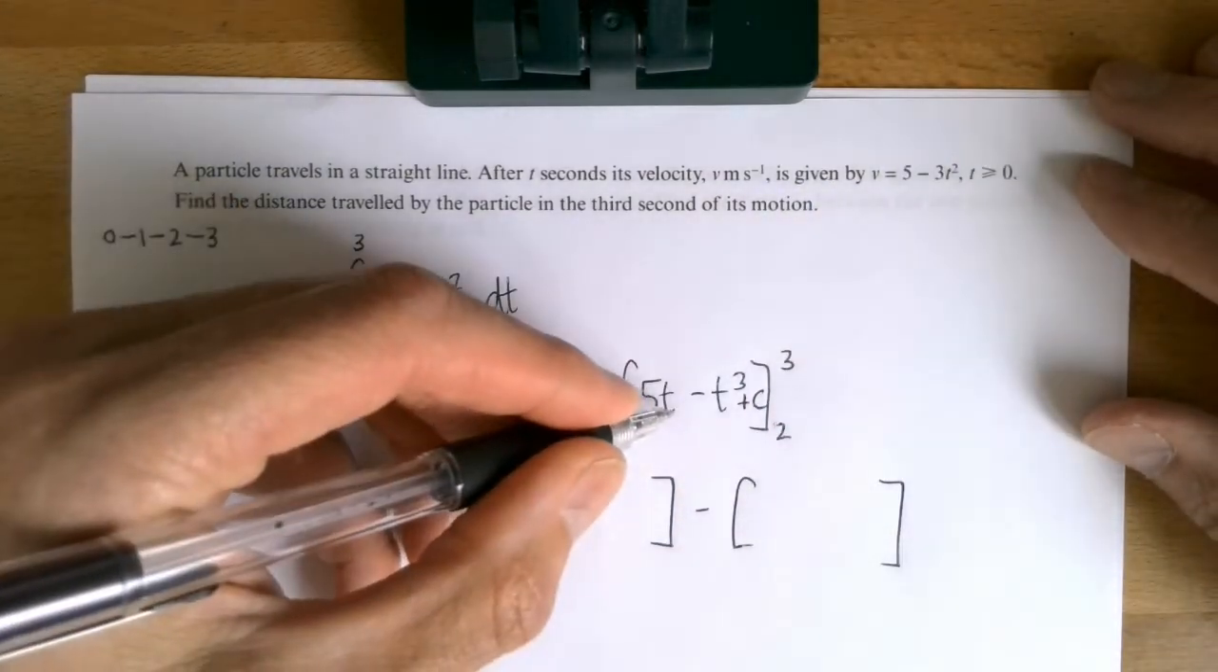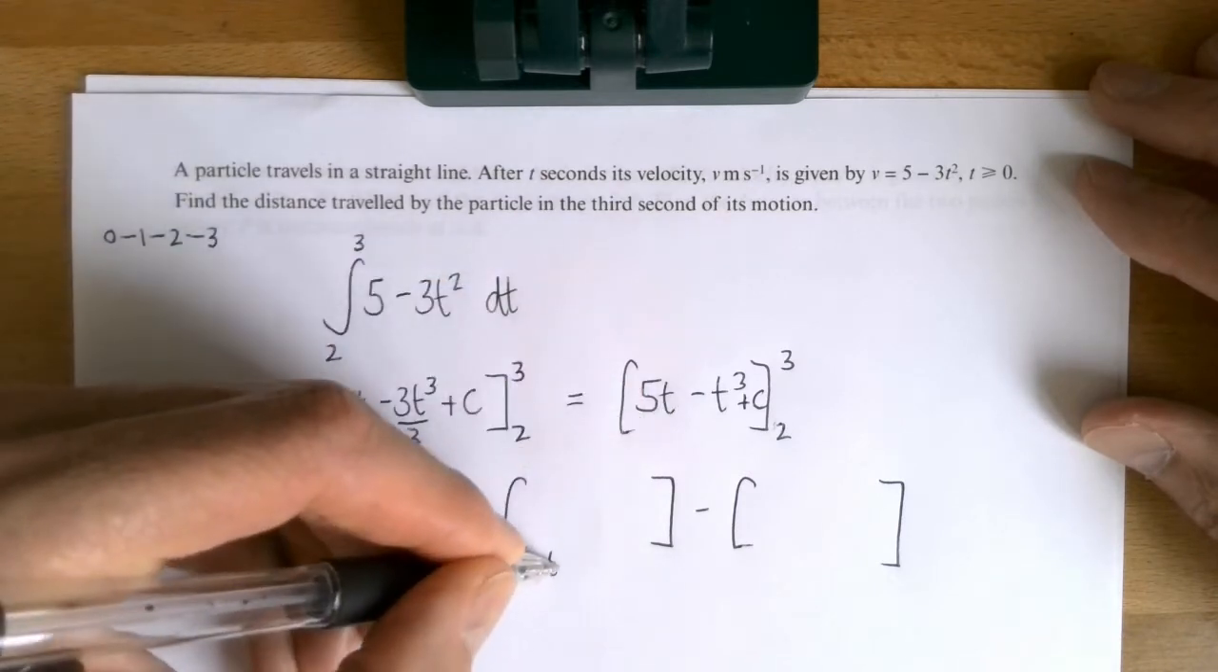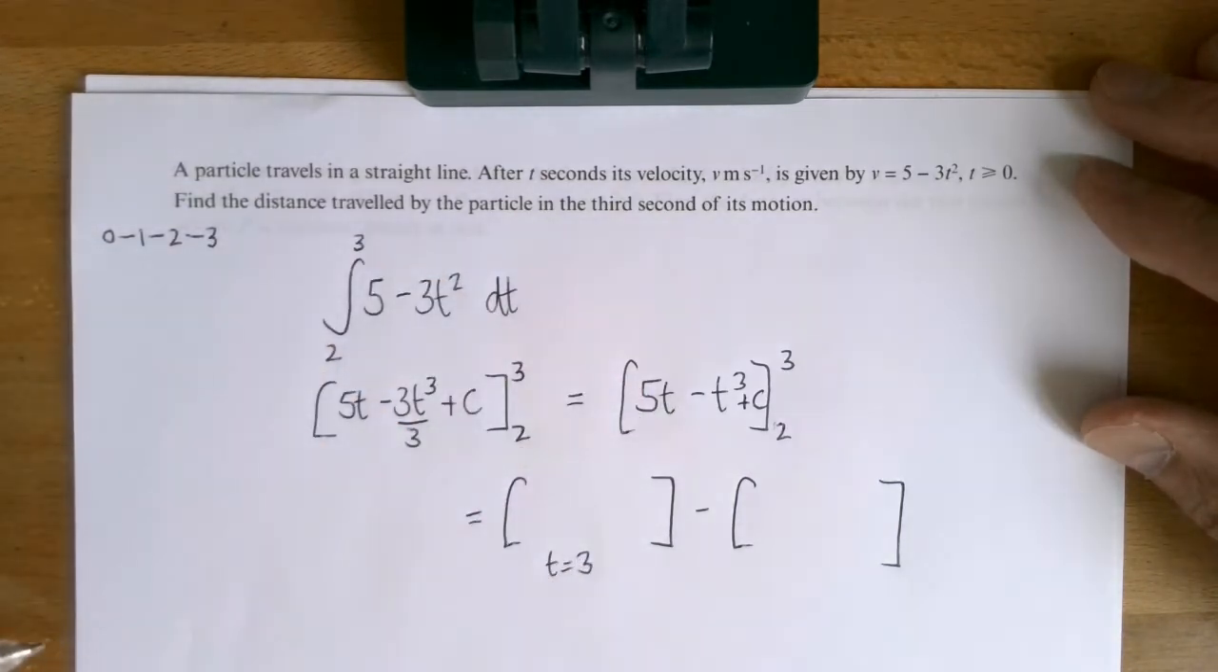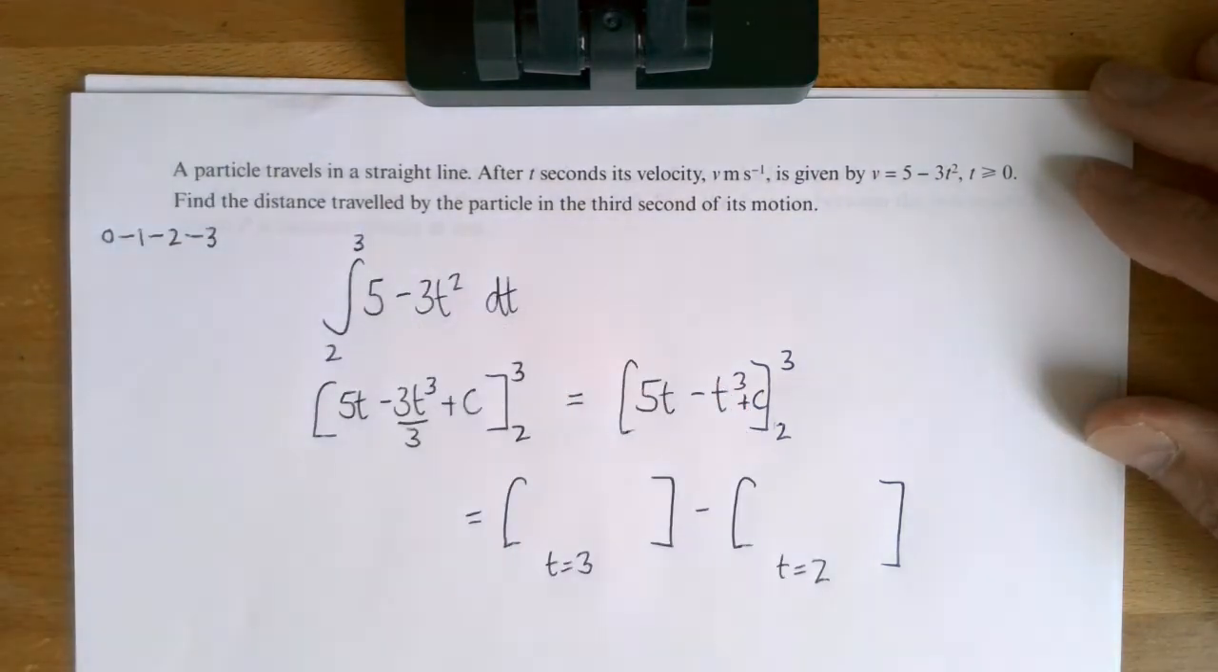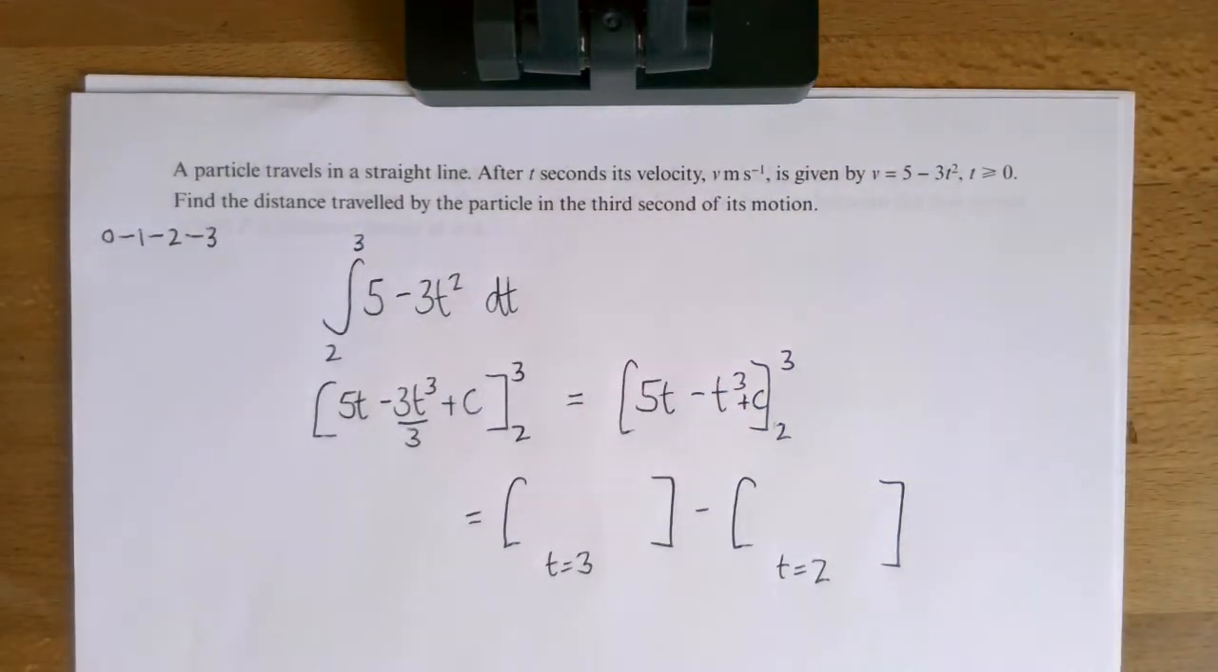So I need to, x isn't my variable, t is my variable, so I need to substitute in t is 3, always the biggest value first, and then take away what you get when t is 2. And this is quite an easy one to substitute in, isn't it? But I do find that this is often where mistakes occur. So let's use this quite easy one to demonstrate a little trick.